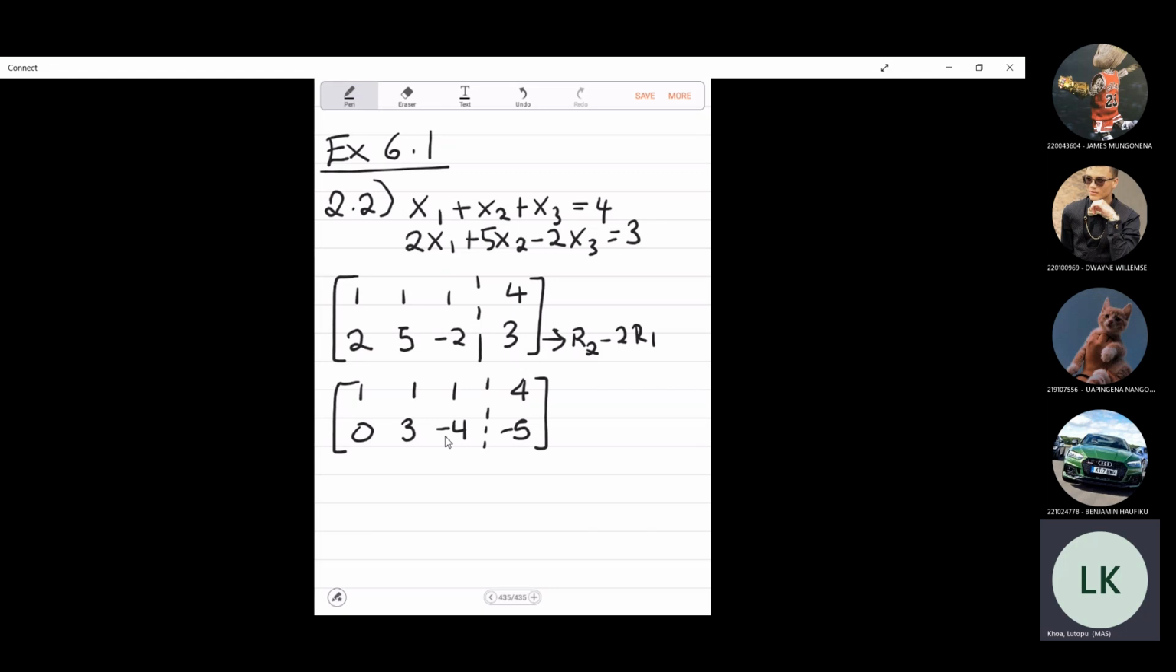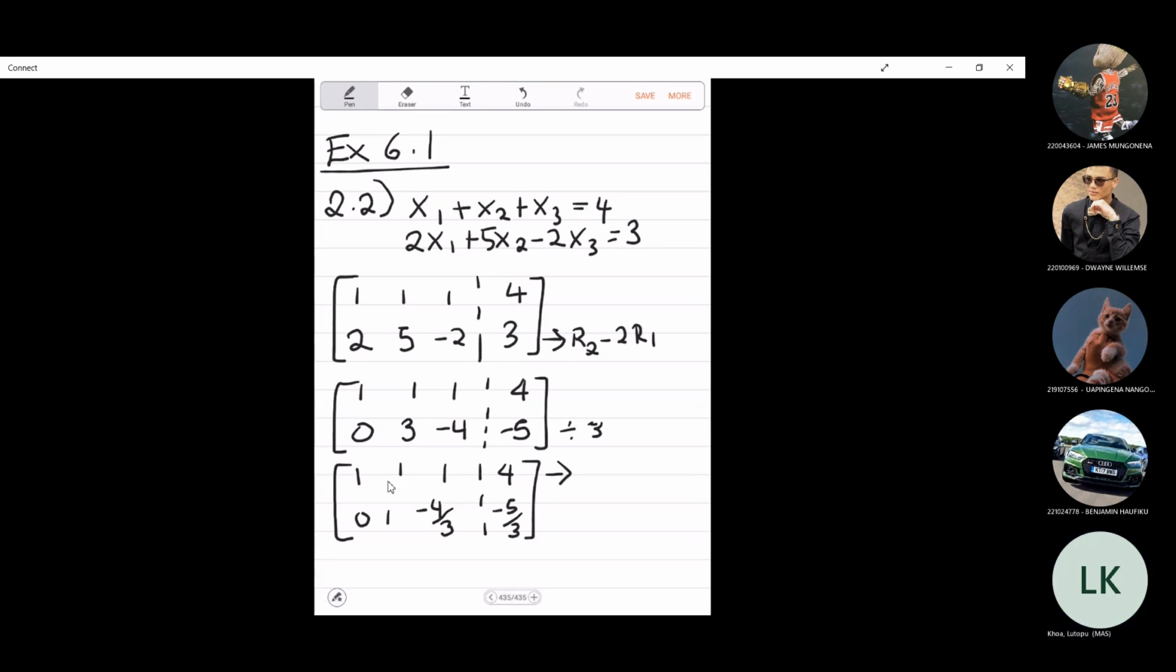Okay, and then this row here, I can divide it by 3. Then I have 1, 1, 1, 4, 0, 1, minus 4 over 3, minus 5 over 3. Then we can try and make this one here a 0. So to make this one here a 0, I just subtract. So I say row 1 minus row 2.